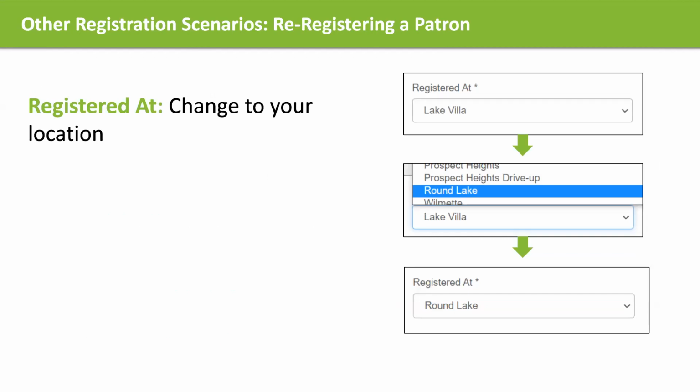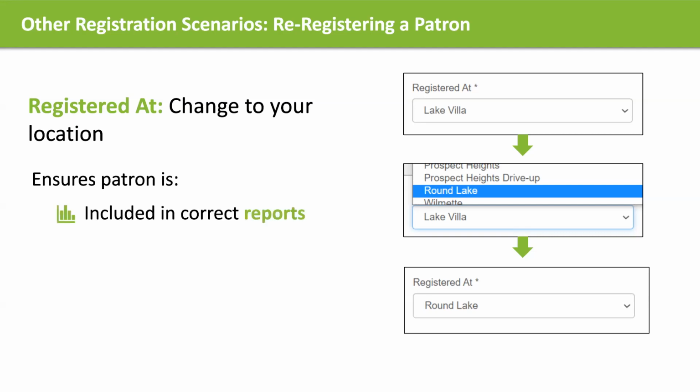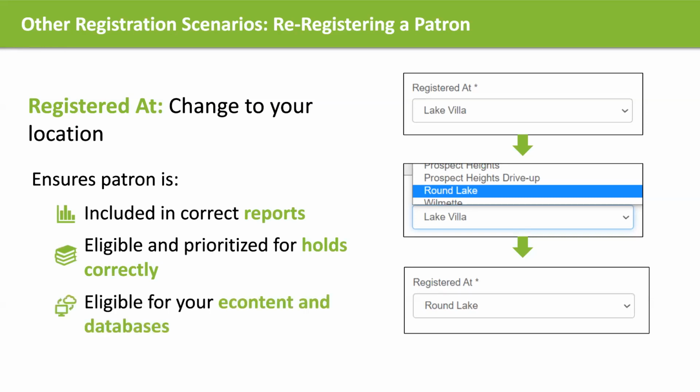Also, in the first section of the registration work form in profiles, you'll need to change the registered at field from their old library to your library, their new home library. This ensures that the patron is recognized as your patron in statistics and reporting, that they're recognized as your patron when determining eligibility and prioritization for holds, and again, for some vendors, that they are eligible to access your e-content and databases.